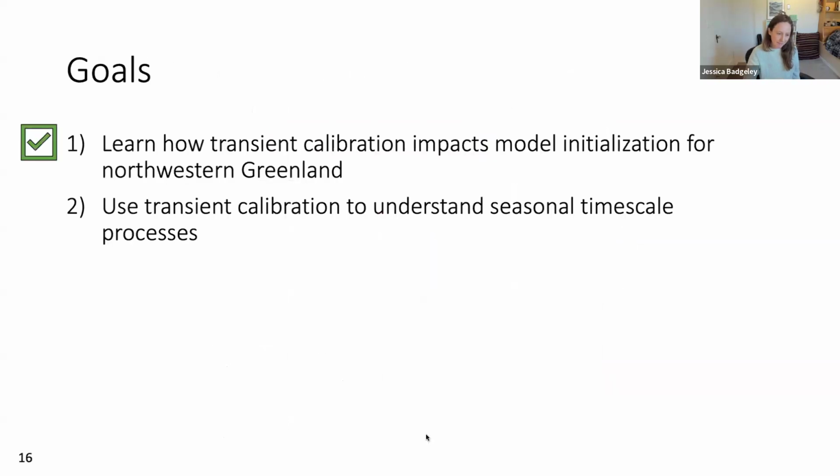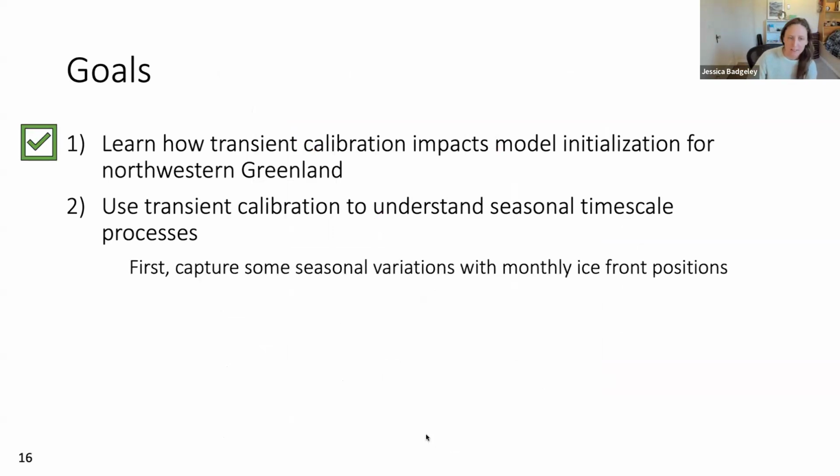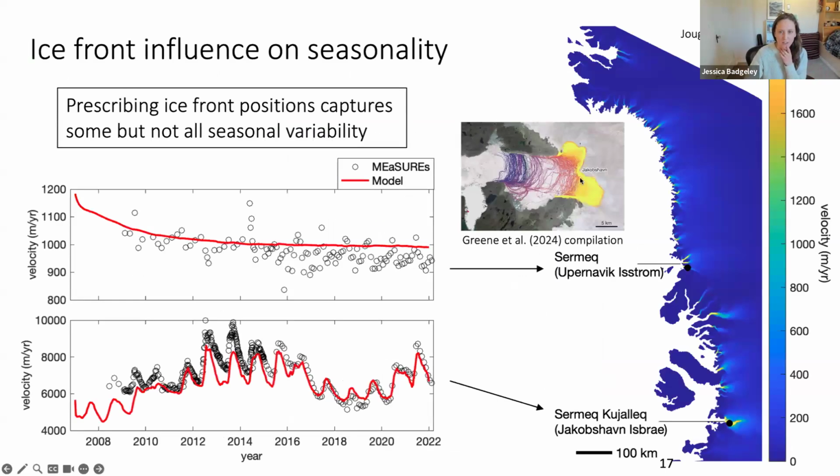Okay, I'm running up against time, but I want to quickly at least mention how I'm also trying to use transient calibration to understand seasonal timescale processes. And then if people have questions, we can talk more about the details later. So first, we know that some of the seasonal variations come from monthly changes in the ice front, or terminus position. And so just as before, I prescribe those monthly ice front positions using observations, and we see that we're capturing some of the seasonality for some glaciers, but not for others.